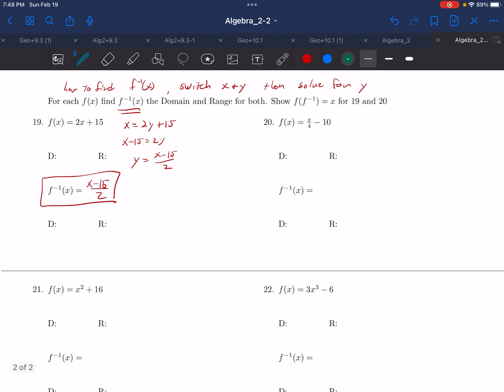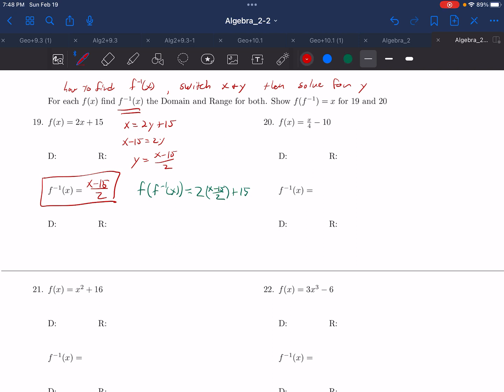One of the interesting things is if I take f of my f inverse function here, like so, this composite function like this, what I'm going to get is, if you notice, I'm going to get 2 times x plus 15, but instead of the x, I'm going to put in my inverse function.